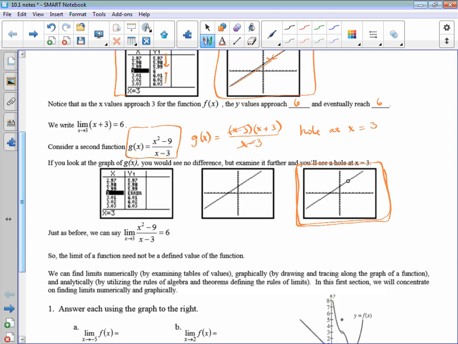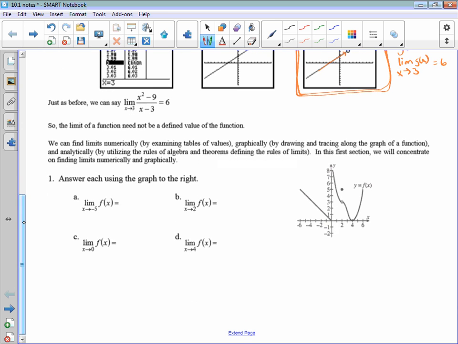Okay, but let's think about the limit. As I come from the left and from the right, even though there's a hole there, what are my y values approaching? Still 6, right? So if I asked you for g of 3, the actual function value, that does not exist. But the limit of g of x as x approaches 3 does. It's 6. Okay? You with me?